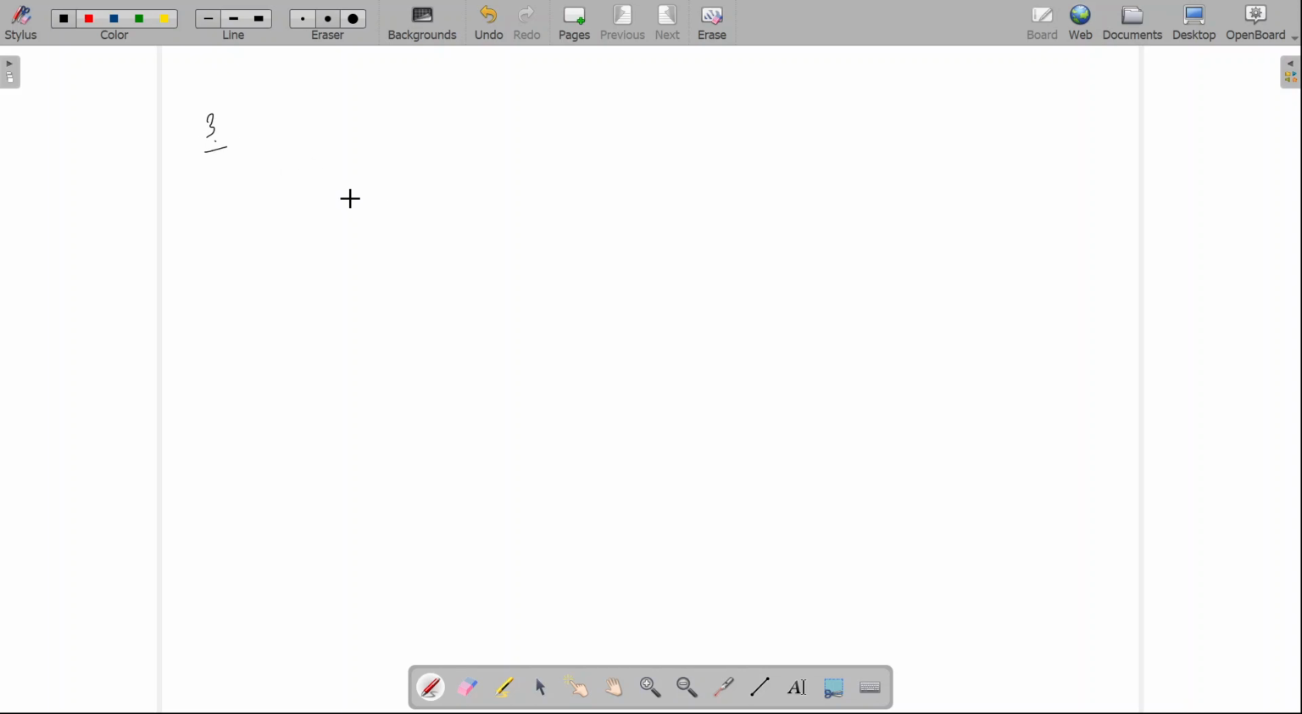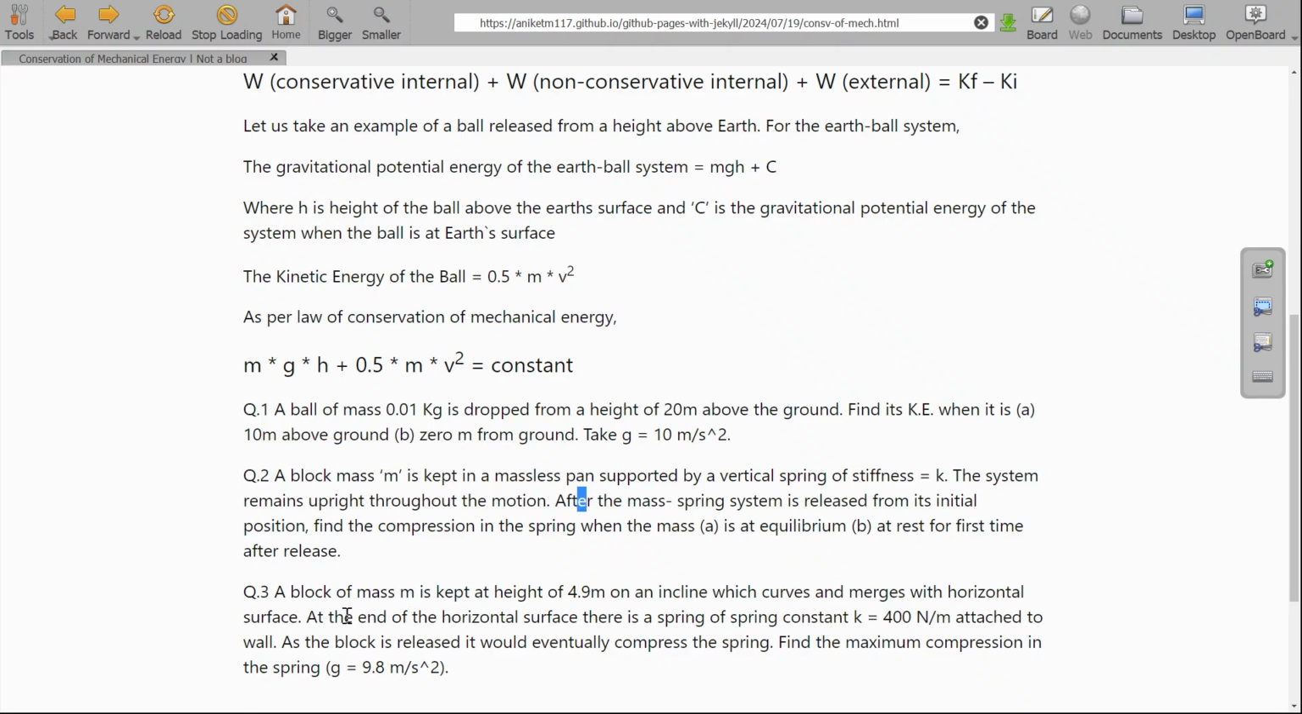In the third question, we have a block of some mass, let's say 40 grams. The block is placed on an incline which merges with the horizontal surface. We can read the question. A block of mass m is kept at a height of 4.9 meters on an incline which curves and merges with the horizontal surface. At the end of the horizontal surface, there is a spring attached to the wall. Find the maximum compression in the spring.